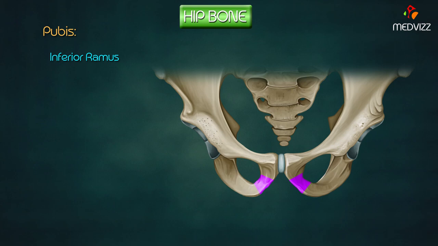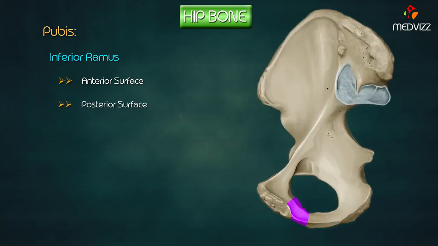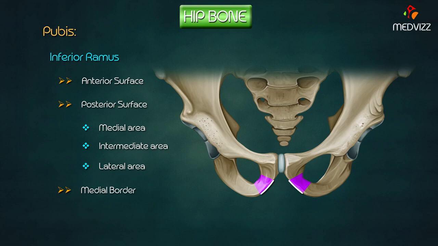It has two surfaces and two borders. Anterior surface. It is continuous with the anterior surface of the body. It is directed downwards, forwards, and laterally. Posterior surface. It is continuous with the posterior surface of the body above and with the posterior surface of the ramus of the ischium below. It is divided into three areas by two blunt ridges: the medial area, intermediate area, and the lateral area. Medial border is more prominent in males. Lateral border forms the medial boundary of the obturator foramen and gives attachment of the obturator membrane.